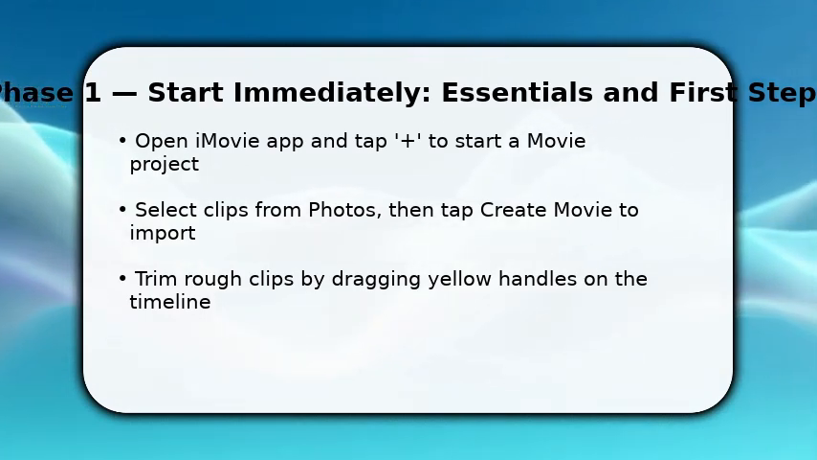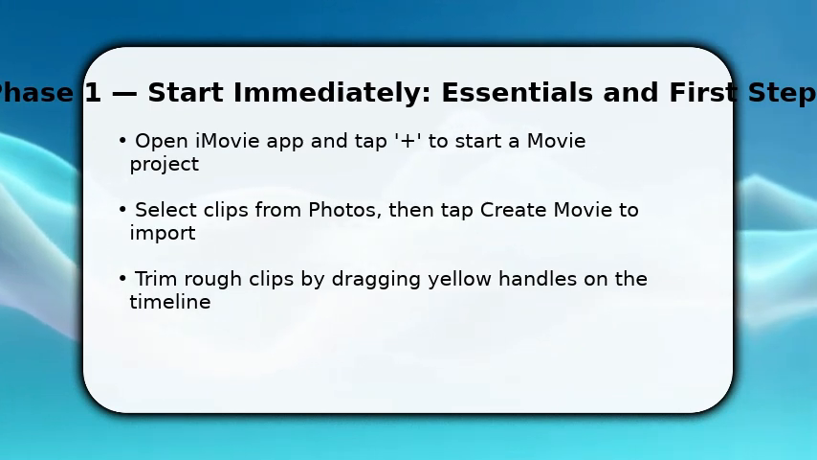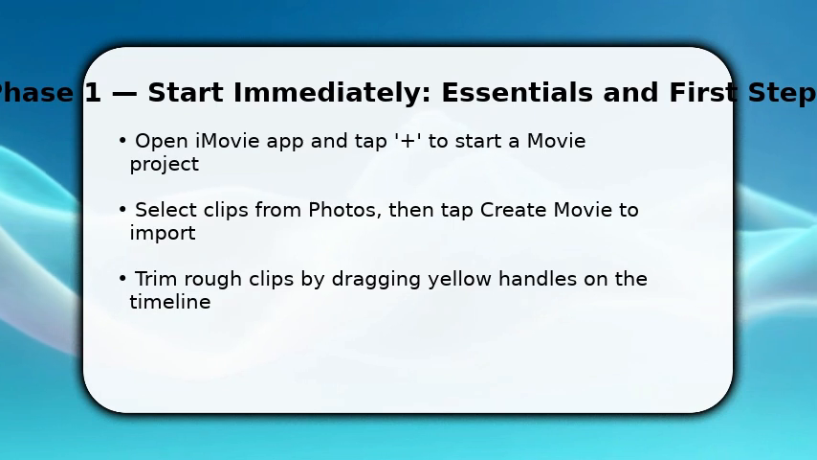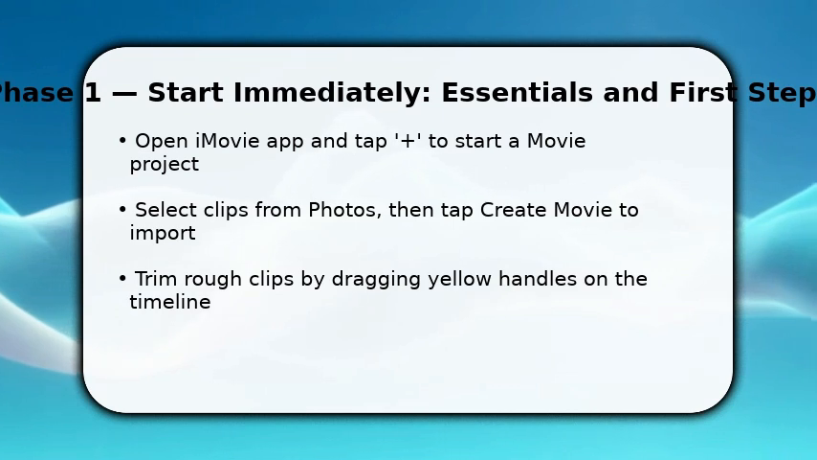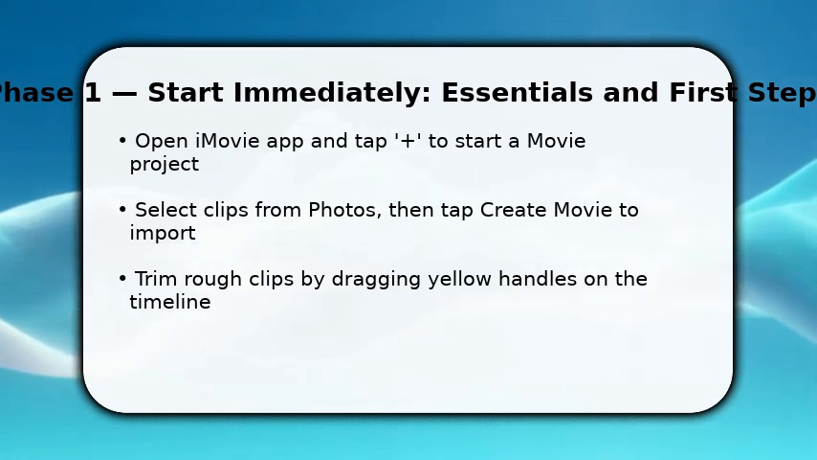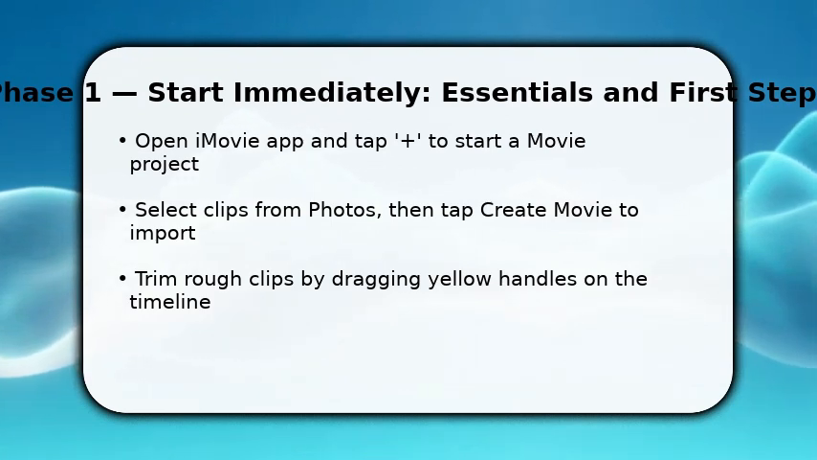You start by opening iMovie and creating a new movie project. This puts your clips into a timeline. Tap plus, then choose the clips you want and press Create Movie. Once clips appear, you trim quickly by dragging the yellow handles. This removes dead space at the start and end. Make sure to preview each trimmed clip. It helps you see pacing before you add transitions or audio.